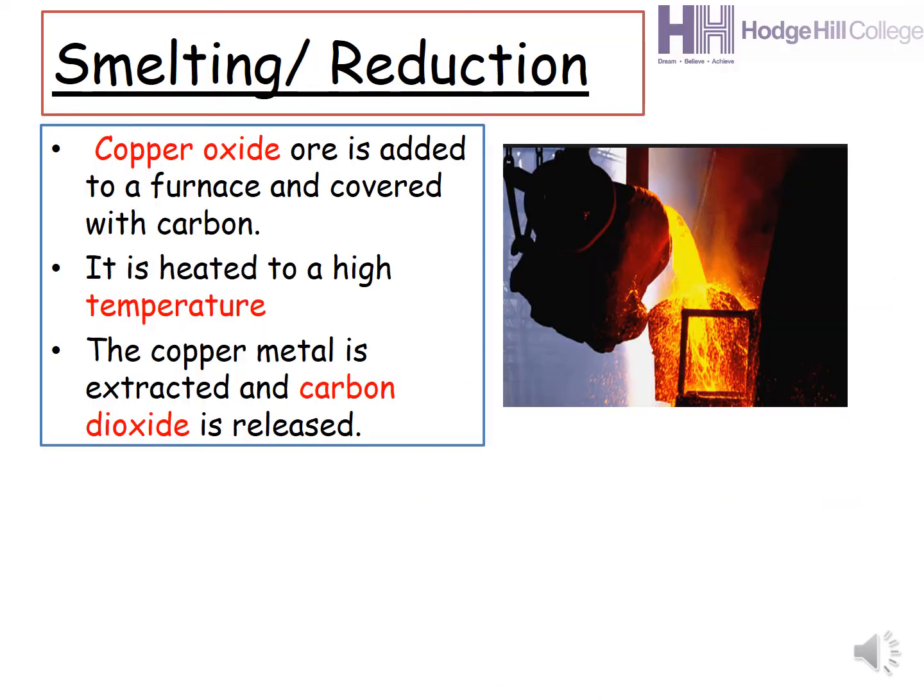Now, the first method that we'll be looking at is smelting or reduction. Our copper oxide ore is added to a furnace and then covered with carbon. Another name for carbon is coke. This is heated to a high temperature, and then a reaction will take place. Then we'll have our copper metal being extracted, and carbon dioxide is released in the process.